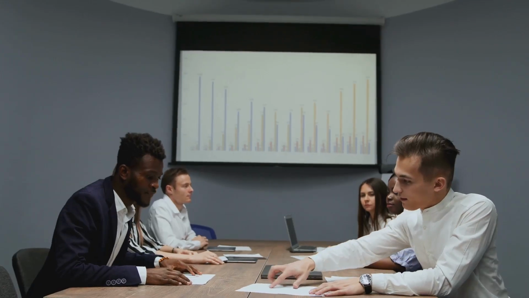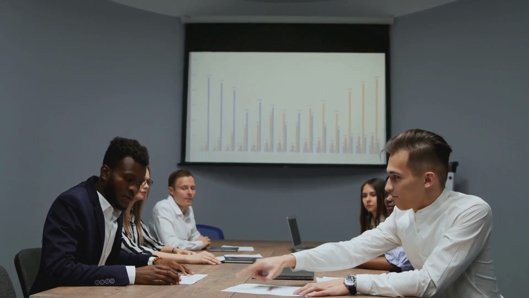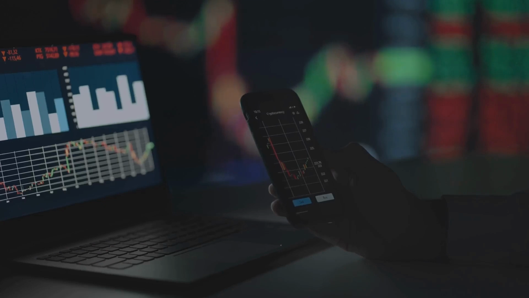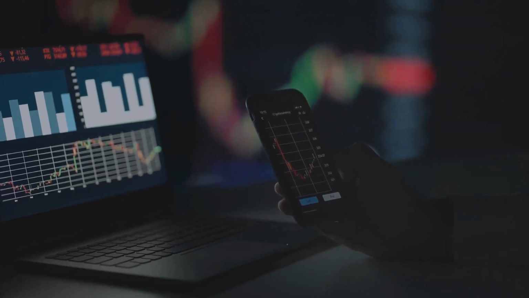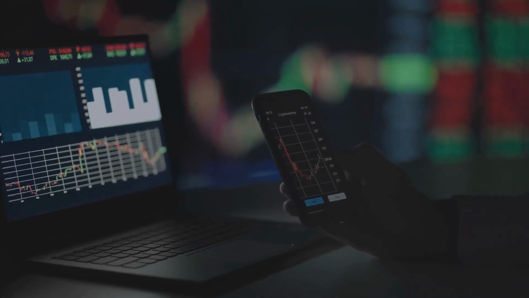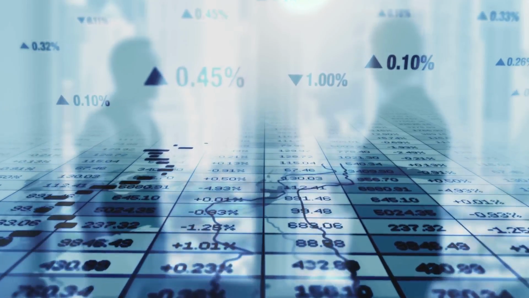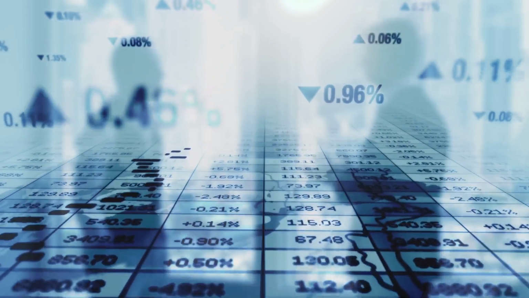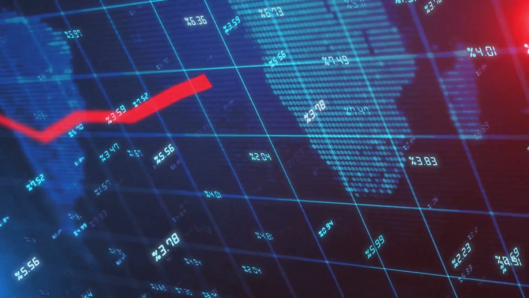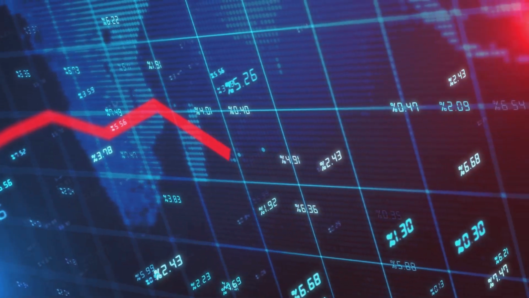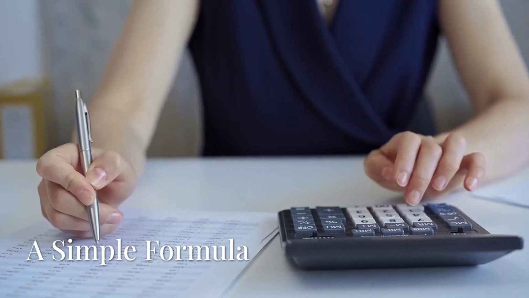On the other hand, a low ROA might signal inefficiency or a changing market environment. Investors use ROA to make informed decisions about buying, holding, or selling stocks. A company with a consistently high ROA is generally considered a good investment. This is because it can generate strong returns for shareholders.